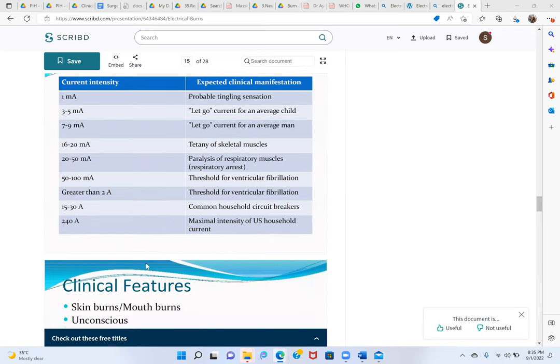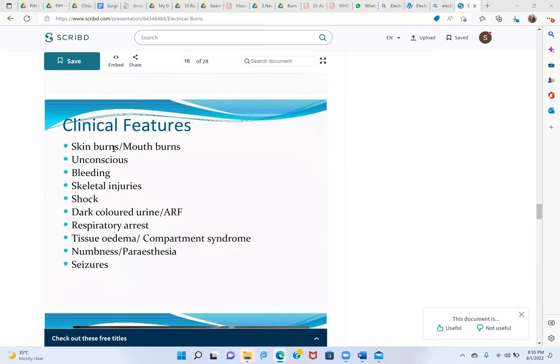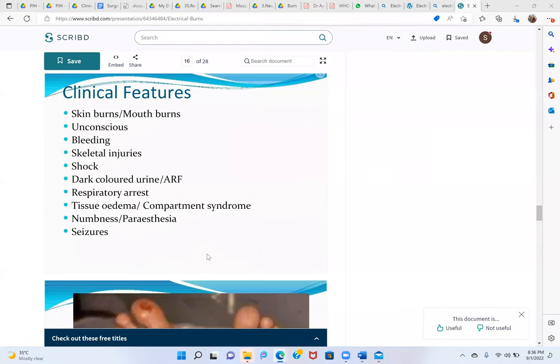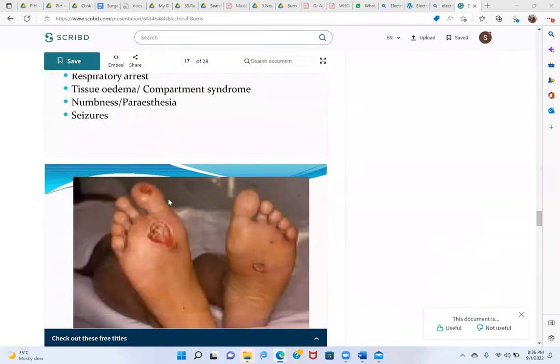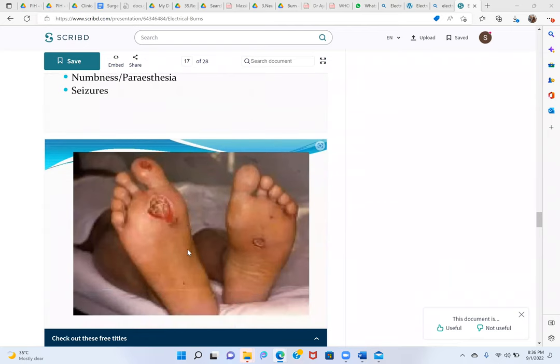Okay, so this is the basic concept. The numbers you can just memorize. So what will be the problems? Skin burns, mouth burns, unconsciousness, bleeding, skeletal injuries. There will be a wide variety. Darker urine leading to ARF, as I told you, related to rhabdomyolysis. And there may be respiratory arrest, tissue edema, and compartment syndrome resulting from all these happenings. Okay, numbness, paresthesia, seizure. Sometimes even necrosis and ischemia occur, and they may lead to the patient presenting to you for amputation.